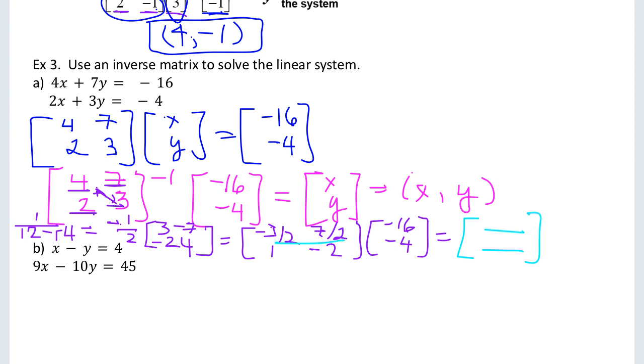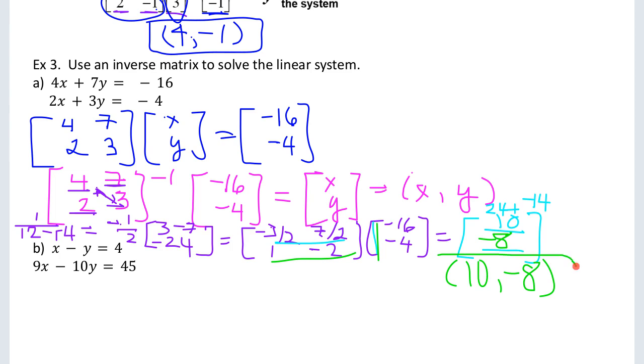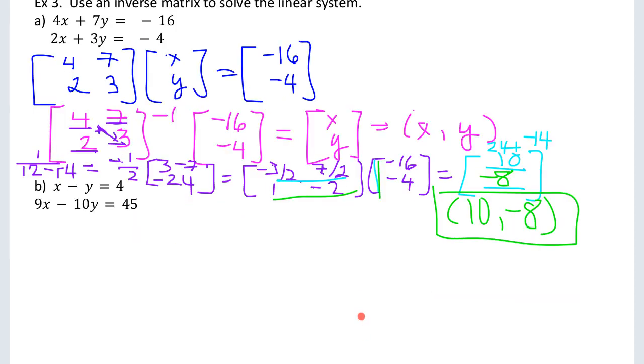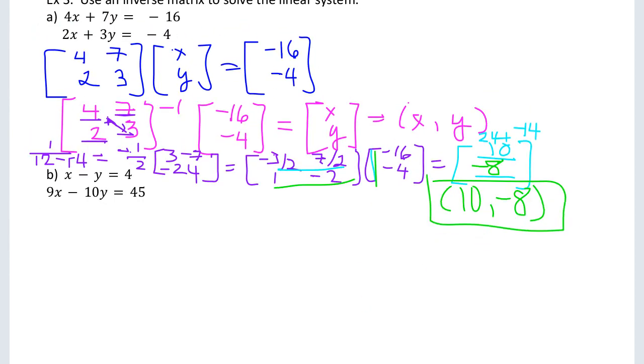Then we're going to multiply row 1, column 1, so it's going to be a negative or 24 plus -14 is 10. And then we're going to use row 2, column 1, so -16 and 8 is -8. So your x and your y is 10 and -8. You can always check it in the system to make sure it works.